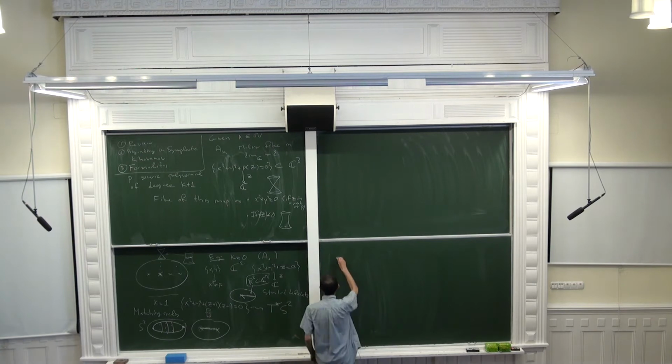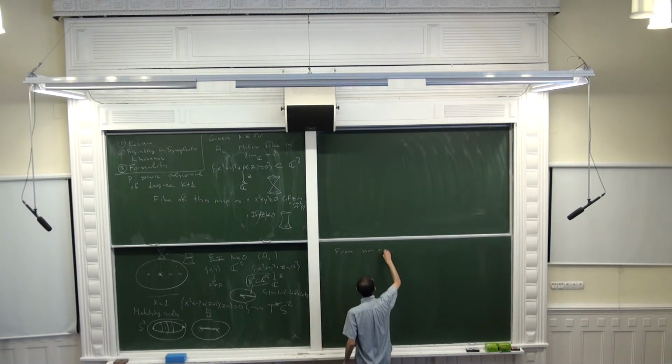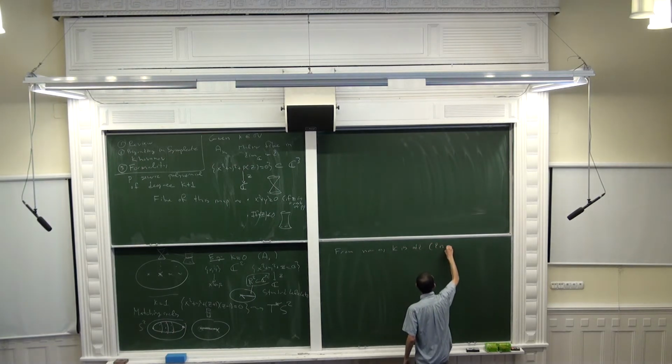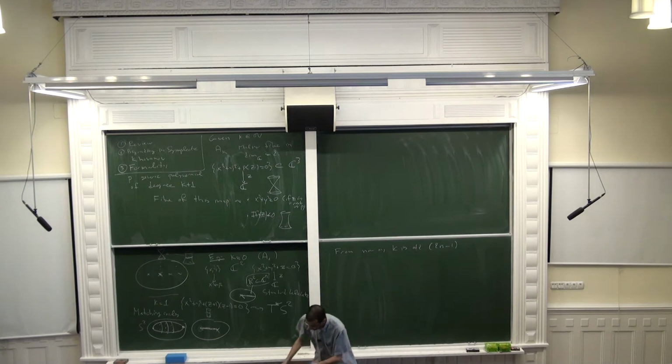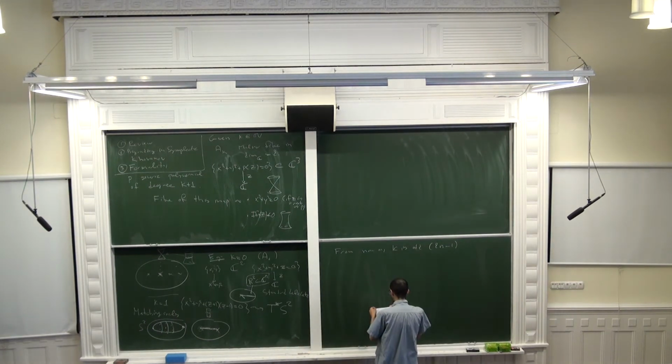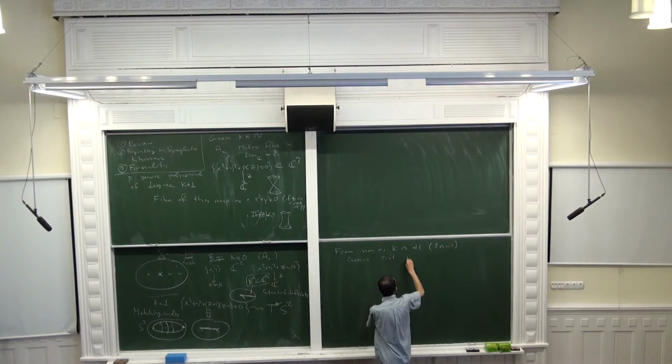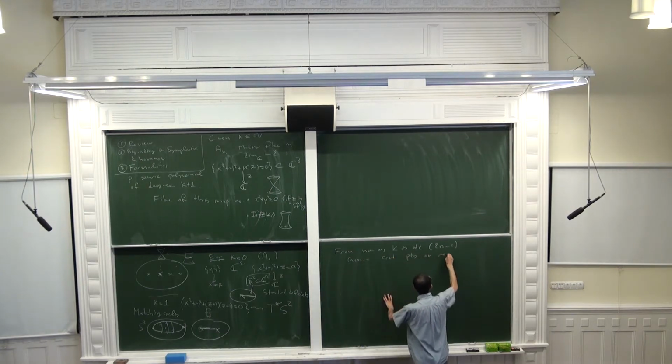So from now on, k is odd, and it will be 2n minus 1. Then probably I made a mistake again, but it's okay. And moreover, in all my pictures, we just assume the critical points are on the real axis.